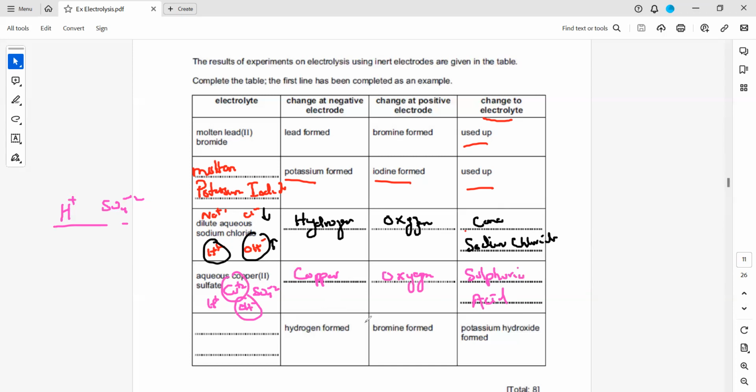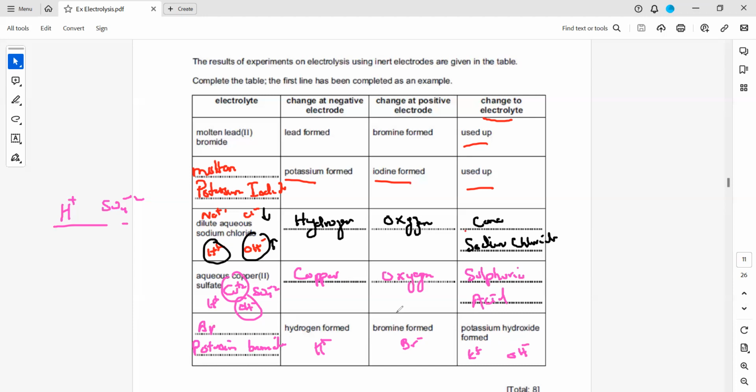Here, in this case, potassium hydroxide is there. So we have potassium ion, hydroxide ion, hydrogen ion, and bromide ion. If all these ions are present, what should the substance be? The substance should be aqueous potassium bromide. But whether it is concentrated or dilute, how do you know?